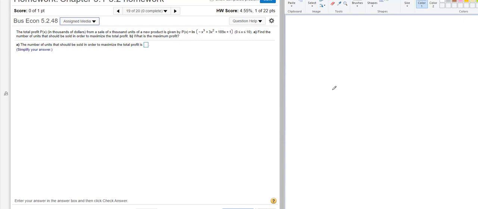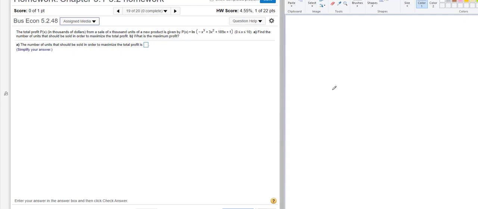Number 19. The total profit, P of x, in thousands of dollars from a sale of x thousand units of a new product is given by P of x equals the natural log of negative x cubed plus 3x squared plus 189x plus 1, where x is between 0 and 10 inclusive. Find the number of units that should be sold in order to maximize the total profit, and what is the maximum profit.